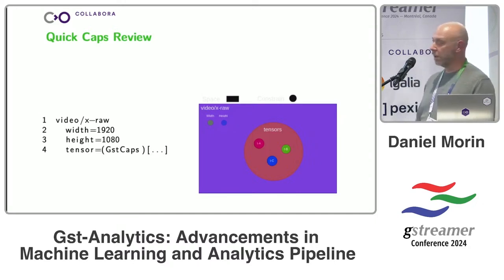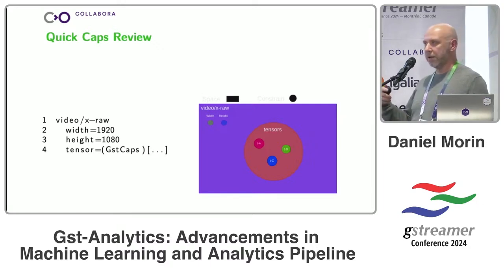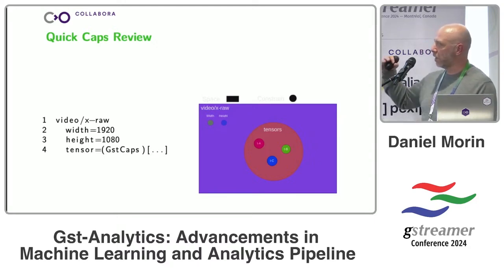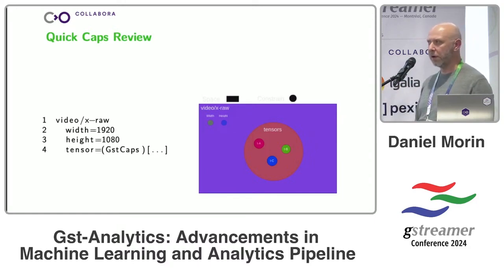For a tensor, the difference with width and height is that width and height are just an integer range, but for a tensor it's a composite capability. It means you will be describing multiple things inside it, and to describe this, we use one of the features of GStreamer, which is being able to have caps inside a capability.